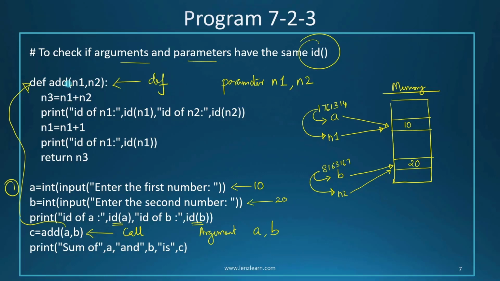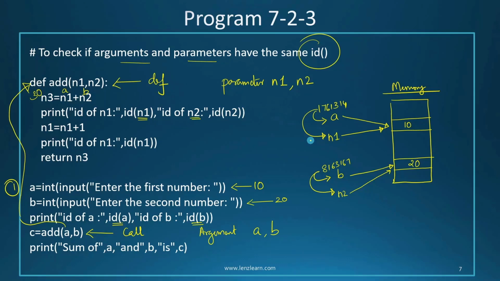Now when the function starts, the value of a will be available inside n1 and the value of b will be available inside n2, because you can see they are referring to the same memory location. I will add 10 and 20, so n3 will have value 30. Now I am printing the ID of n1 and ID of n2. So the same values, 1761314 and 8163167, will be printed out.